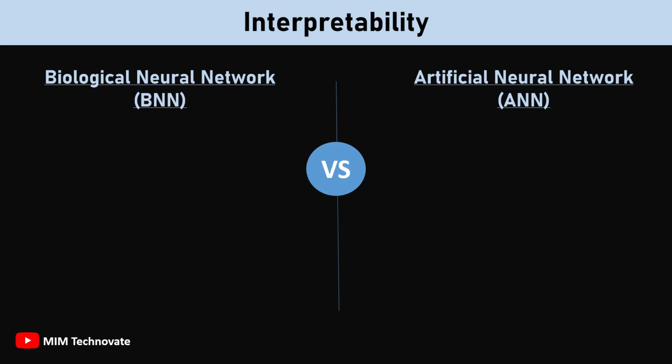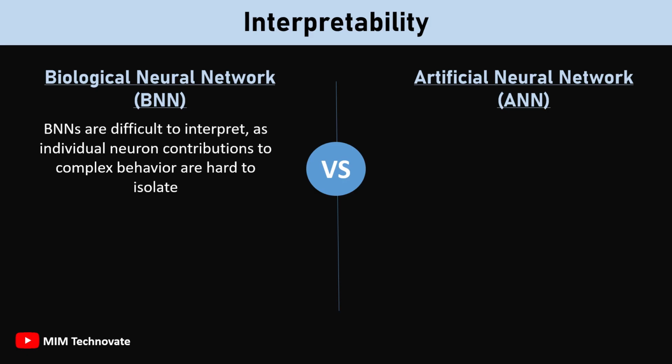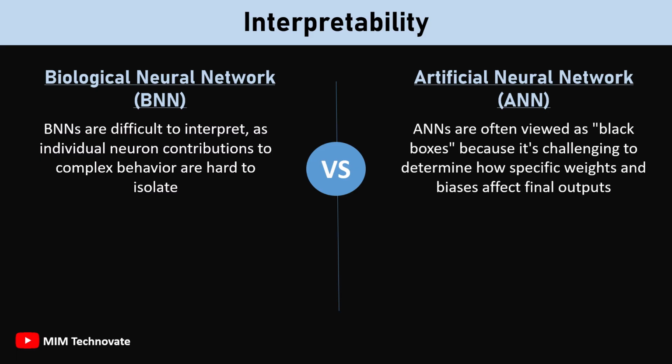Interpretability. BNNs are difficult to interpret, as individual neuron contributions to complex behavior are hard to isolate. Similarly, ANNs are often viewed as black boxes because it's challenging to determine how specific weights and biases affect final outputs.